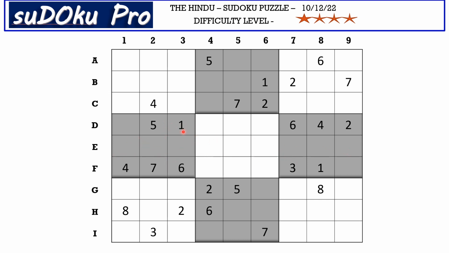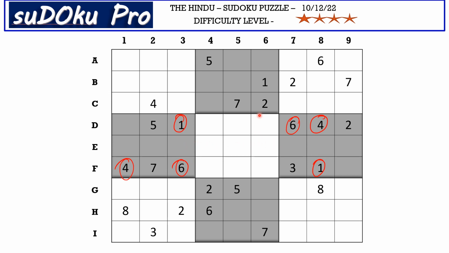We have 1 here and 1 here. We have 4 in D row and 4 in F row. We have 6 in D row and 6 in F row. So that means this 146 blocks these three cells and this 146 blocks these three cells. So 146 can appear only here. So let us mark it here.